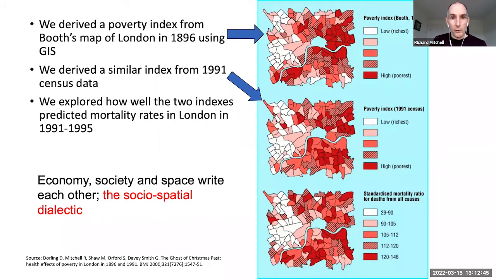Then we did the same thing for census data from 1991 to derive a poverty index there. If you look at these two maps, you can see that they're really, really similar. This is the geography of poverty in central London 100 years apart. We then explored how well each of the indexes predicted mortality rates in London in 1991. What we found was that the Booth index was just as good, if not better, than the 1991 census-based index at predicting mortality. Of course, the people underlying this map are completely different. It's 100 years apart. But my point is that the spatial and social processes occurring in central London, which give different kinds of people different kinds of lives, were robust.